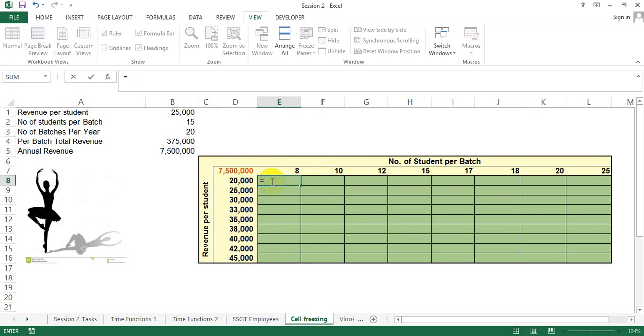So, what we want to get is the number of students multiplied by the revenue from each student and into the number of batches that we would be running each year. So, this is what is required here. And similarly, we want this particular formula to reflect the revenue in each situation when the number of students are mentioned in this particular row. So the idea is, what do we freeze to get the required formula in a single writing?